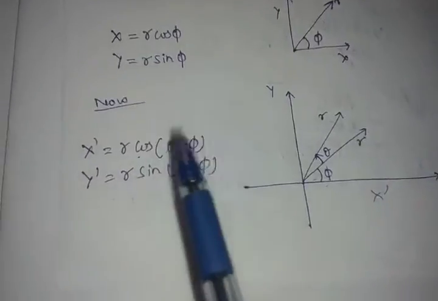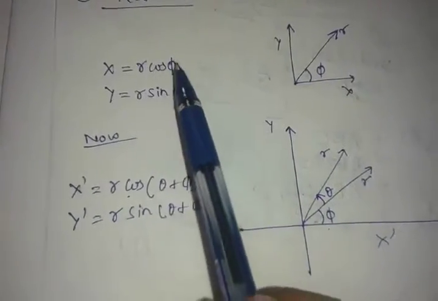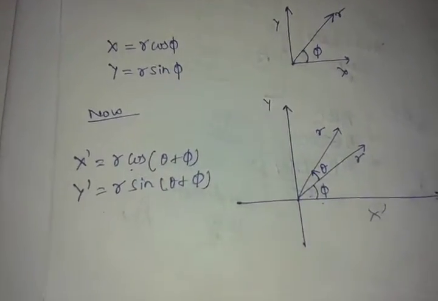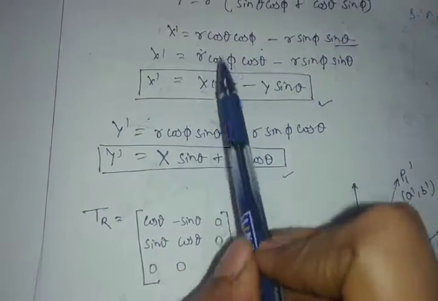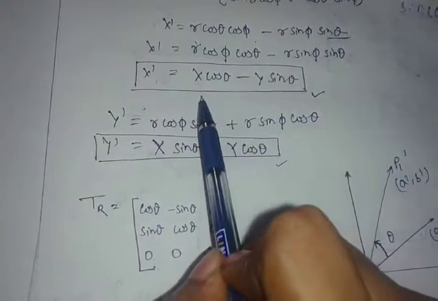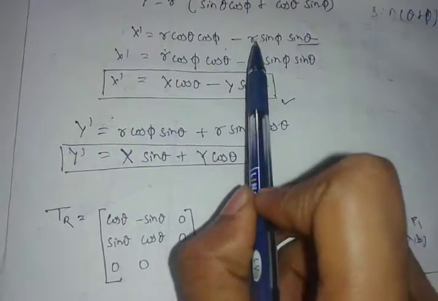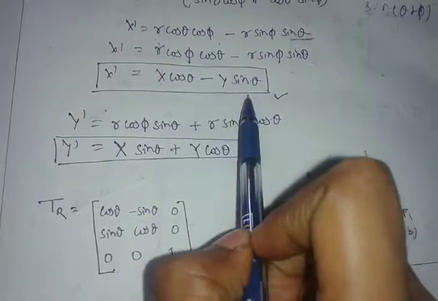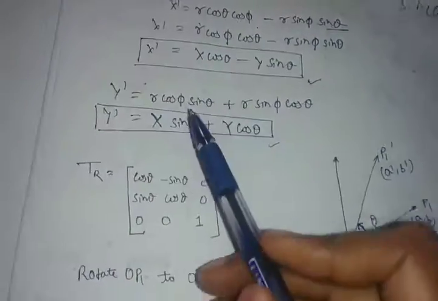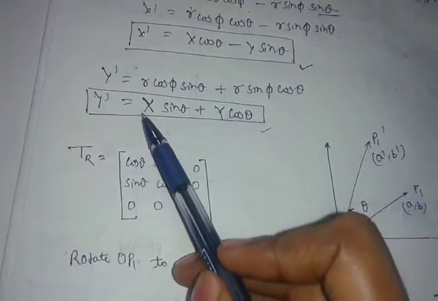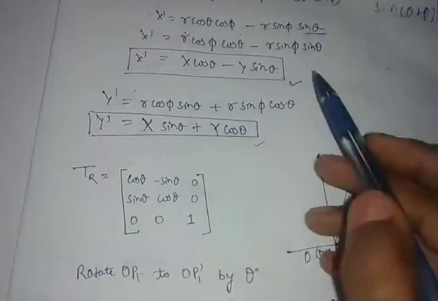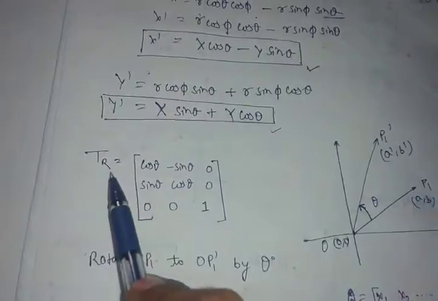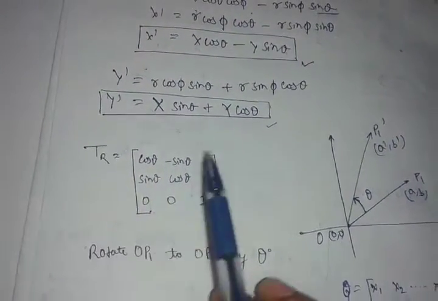You can see from here x equal to r cos phi and y equal to r sin phi. Fine, so from here we can just put it here, r cos phi equal to x into cos theta minus r sin phi equal to y into sin theta. In a similar manner, we have calculated y dash, which is x sin theta plus y cos theta. From these two equations, we have derived the TR for the rotation.